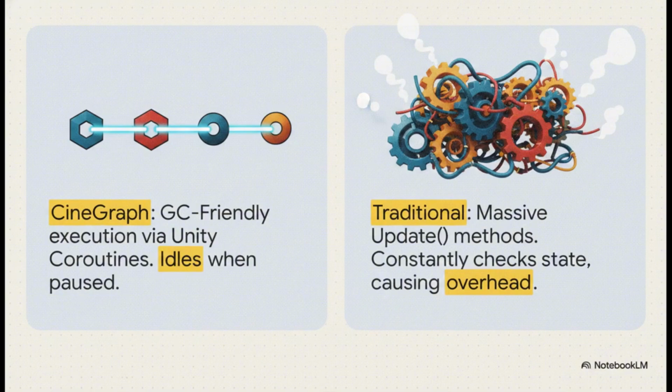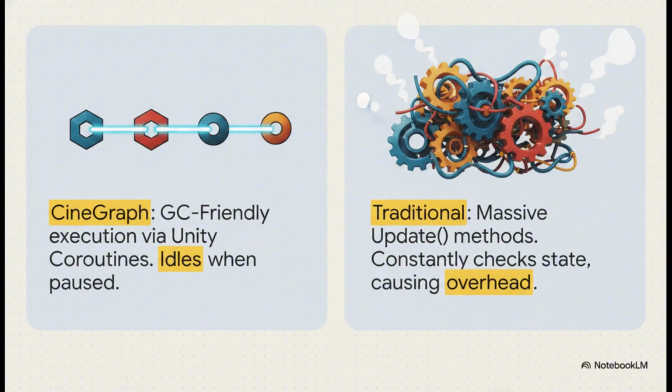Let's talk about performance, because CineGraph completely eliminates the classic heavy update method. In traditional visual systems, you've got these massive update methods checking game states every single frame, just devouring valuable CPU cycles. CineGraph, on the other hand, is extremely garbage collection friendly. It executes sequences node by firing native Unity coroutines.